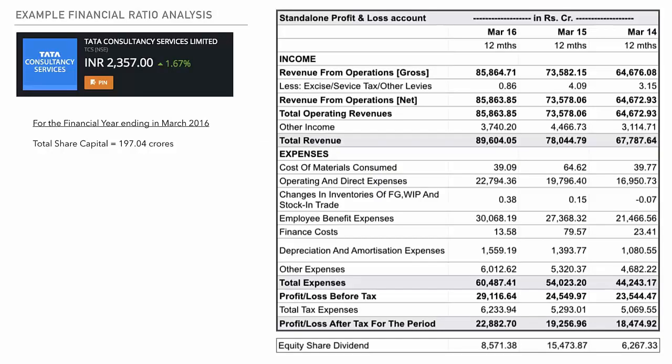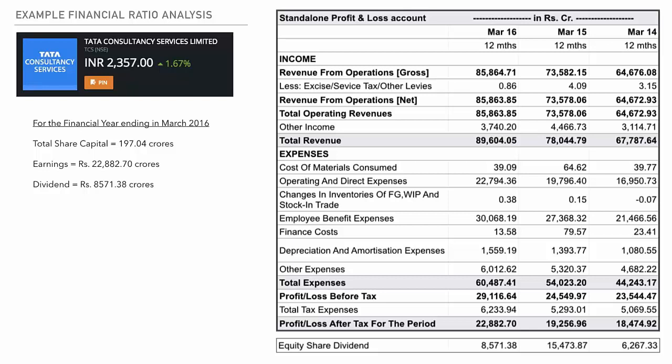The earnings you will see in the profit and loss sheet on the left side under the profit after tax for period March 2016. The amount stands at 22,880 crores. We'll pick the dividend value. This comes under the equity share dividend. On the left side, you will see a value under the March 2016 column at 8571. You will see the stock price, which is on the top left of the screen, 2357. That's the current market price of TCS.